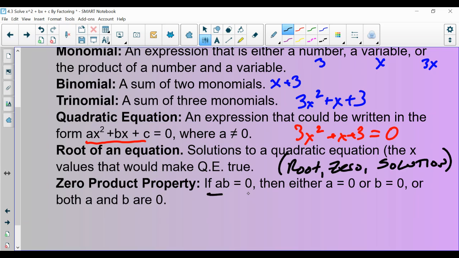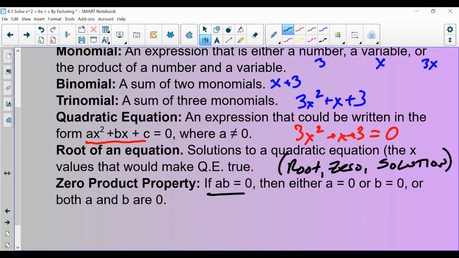So picture this. We have 2 numbers, A and B, and they're being multiplied together, and we get an answer of 0. So we have a number, and we multiply it by another number, and their product is 0. What the zero product property states is, if two numbers multiply to 0, then either A must have been 0 or B must have been 0.